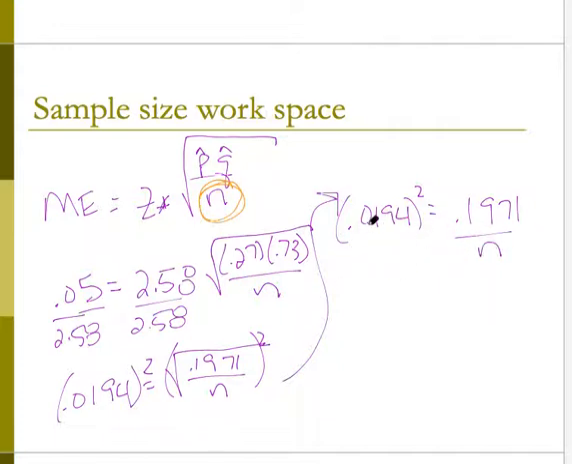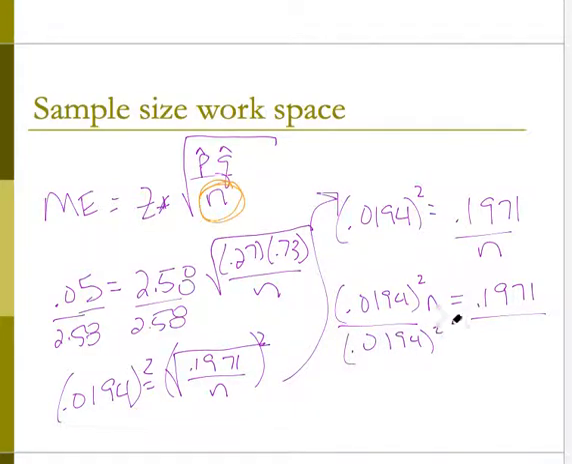Really this is two proportions, so we're going to multiply both sides by n and divide by this. So it would be 0.0194 squared times n equals 0.1971. You don't need to write all of this out. Then I'm going to divide by 0.0194 squared. Oops, that's a 2. This cancels. So n is equal to 0.1971 over 0.0194 squared.